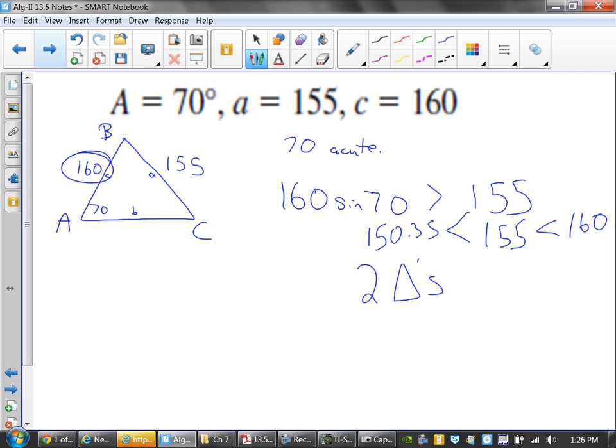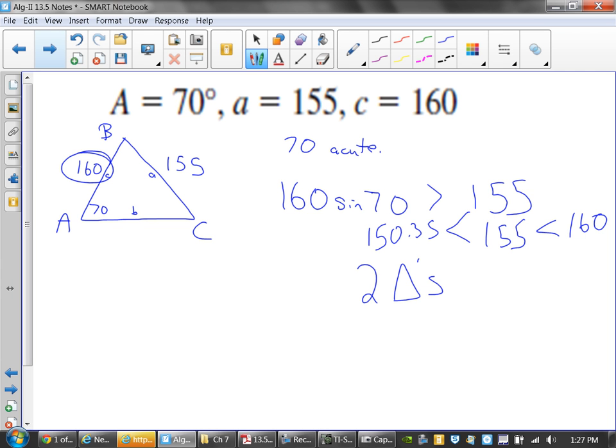Remember, again, what we're talking about here, when they're looking at angle A, that could be any of the scenarios here. It could be angle B with little b and little a. It could be angle C with little c and little a. It could be angle B with little b and little c. It could be any of those. All we're talking about is the angle and its side opposite in relationship to the other side.